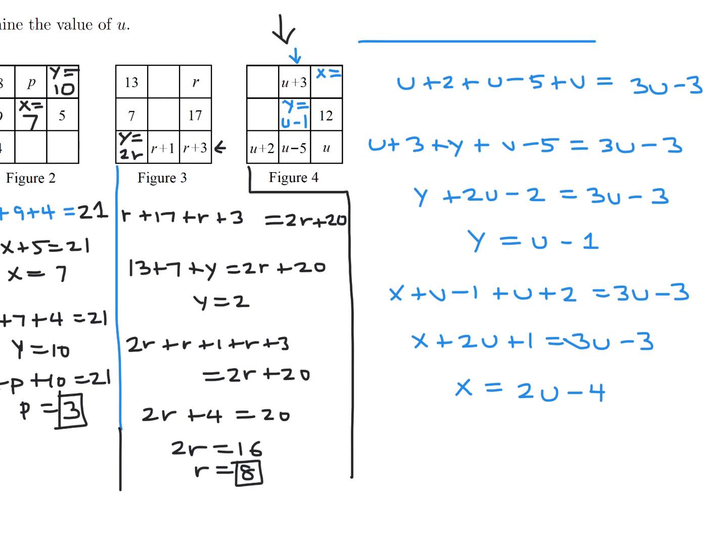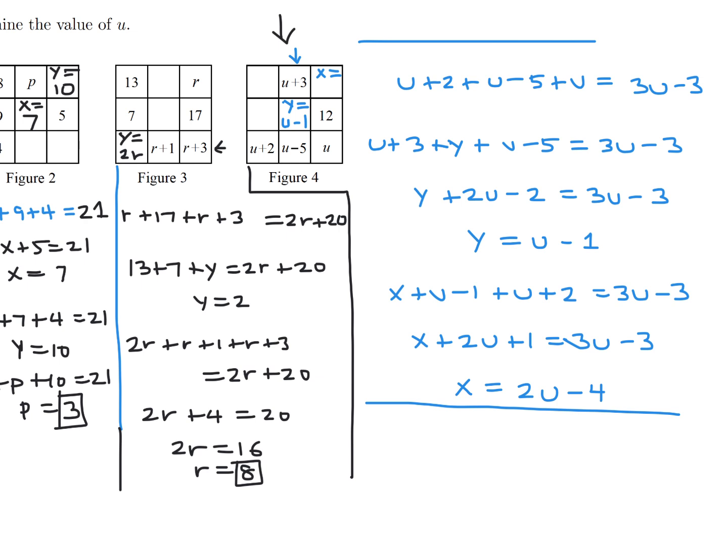Hold on. Let me just see if I did that right. x plus u minus 1 plus u plus 2, and then 3u. Yeah, I think I did it right, but I didn't get anything. 2u plus 1. I didn't get anything because I got two variables, but if I make a different equation, I think I should be able to get this.